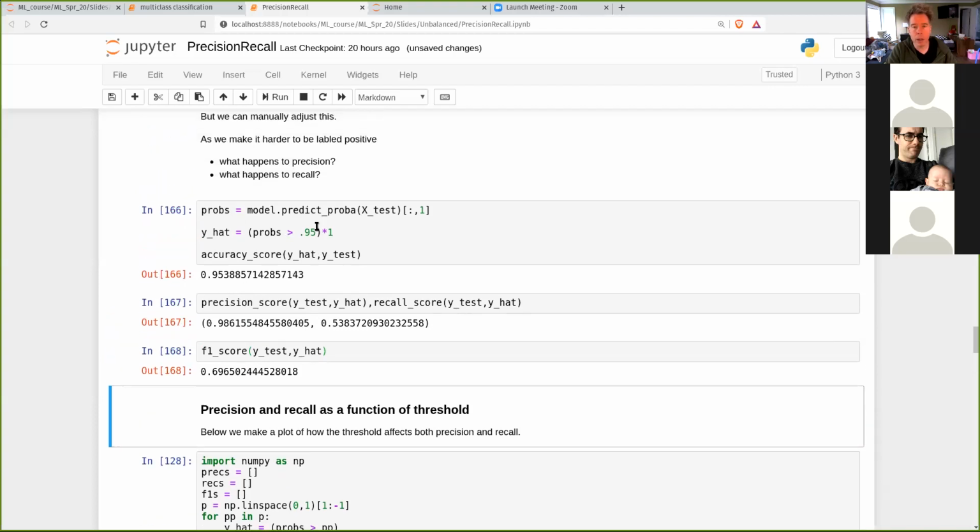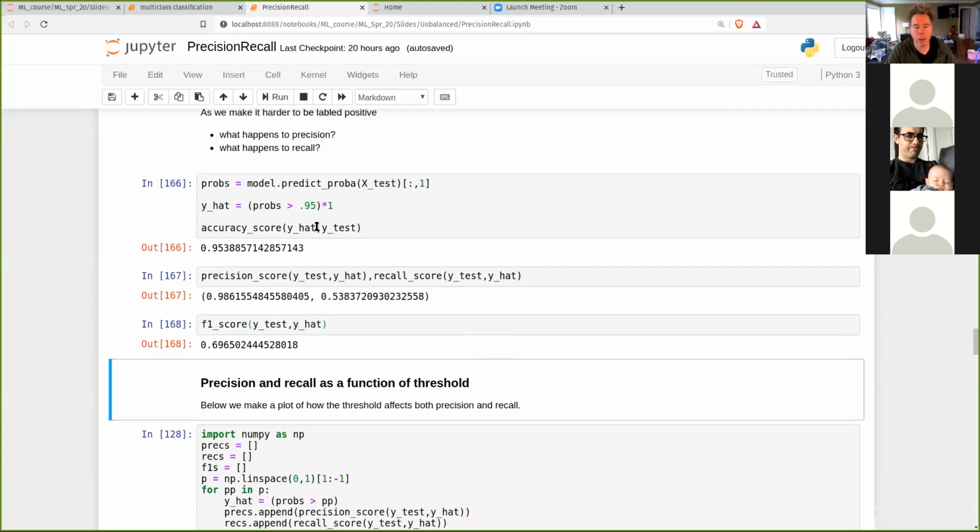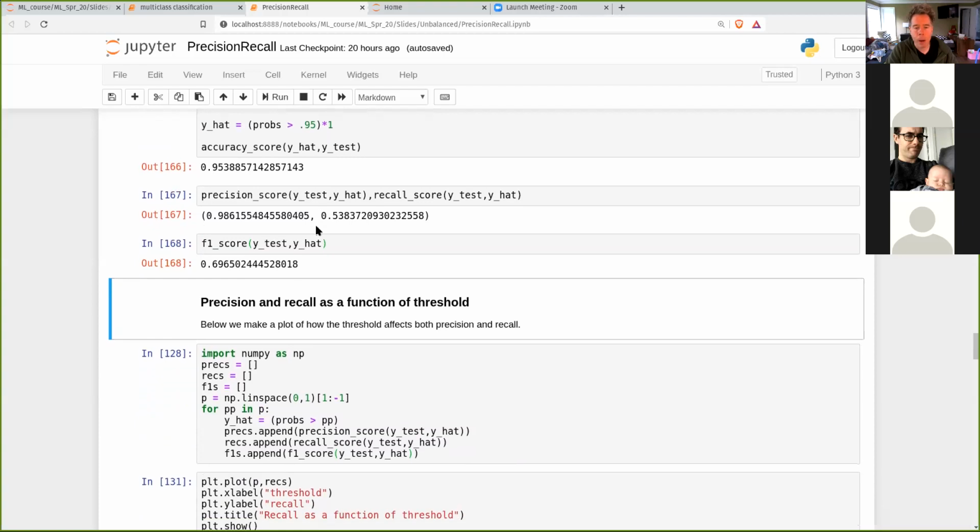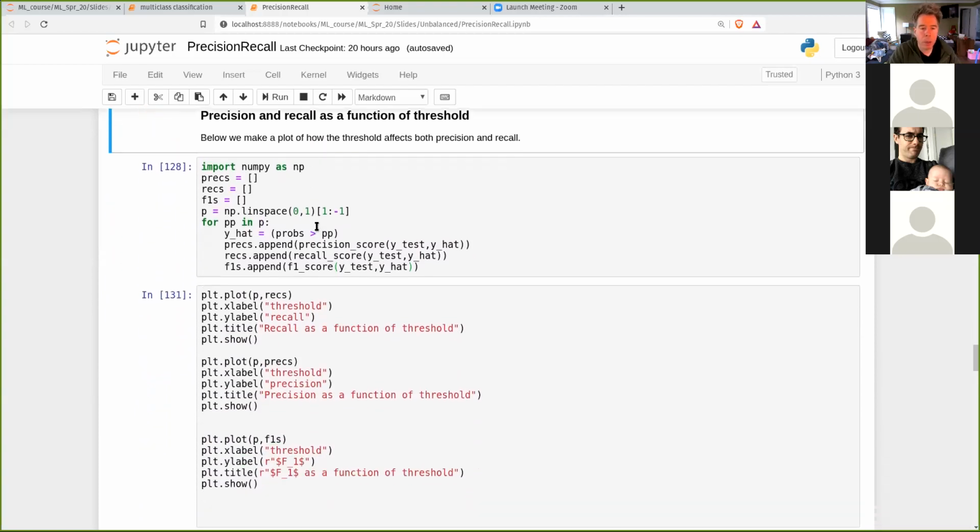So which one is right? It depends on the problem. In this case of optical character recognition, I would be happy just maximizing the F1 score, because I don't really know why we should prefer high precision to high recall or anything like that. So let's look at some plots.